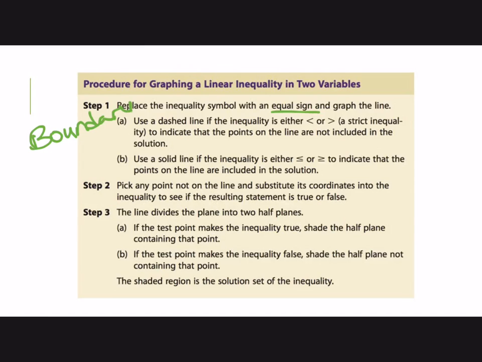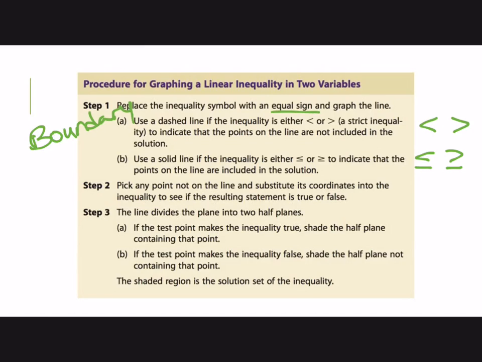Okay, so we use a dashed line if it's either a less than symbol or a greater than symbol, a strict inequality. Use a solid line if it's less than or equal to or greater than or equal to. That indicates that the points on the line are included in the solution.